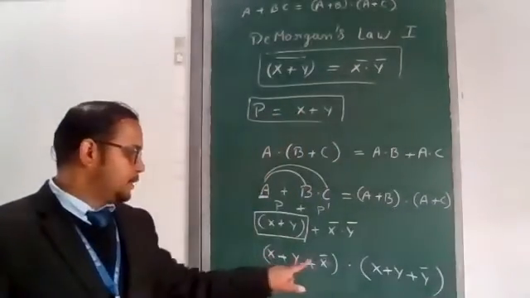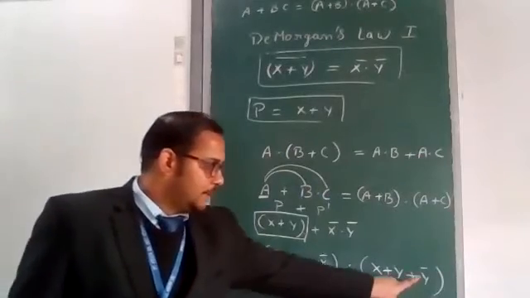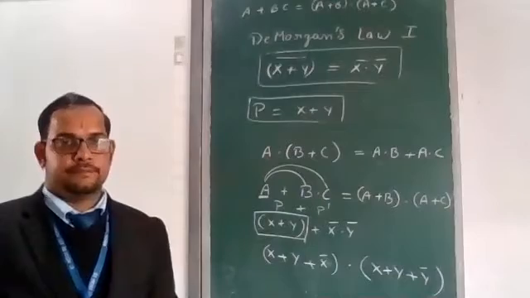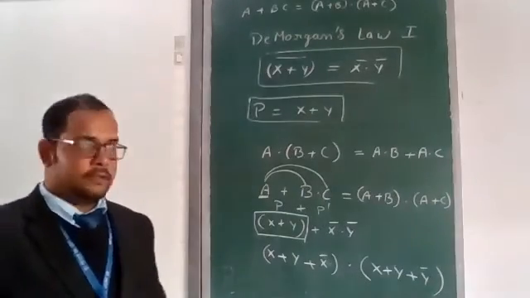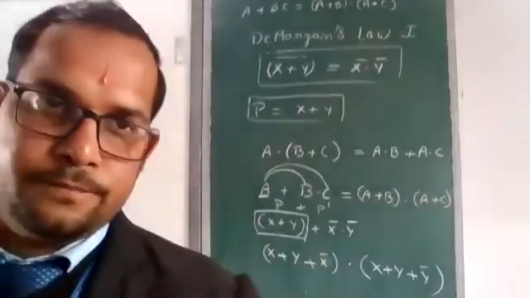Then the value of x plus x complement is 1. Then 1 plus y equals 1. Similarly, y plus y complement is 1, and then 1 plus x is 1. Solve it, then the final result is 1. So in this manner, you have to solve your De Morgan's law.